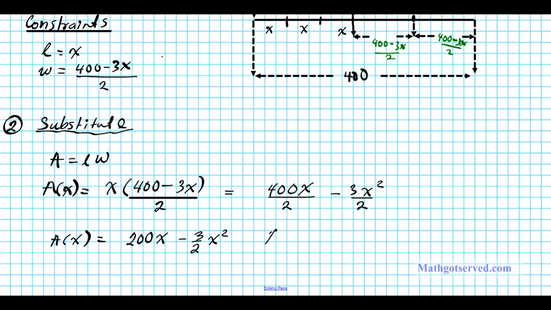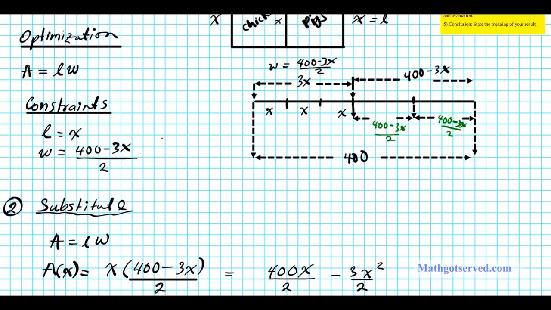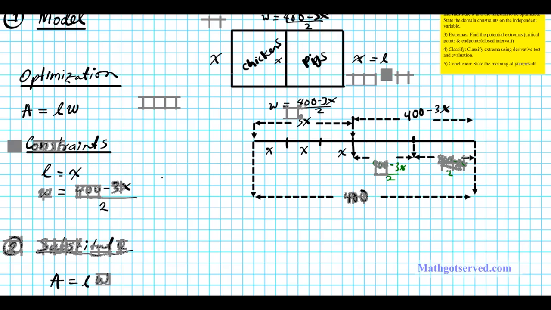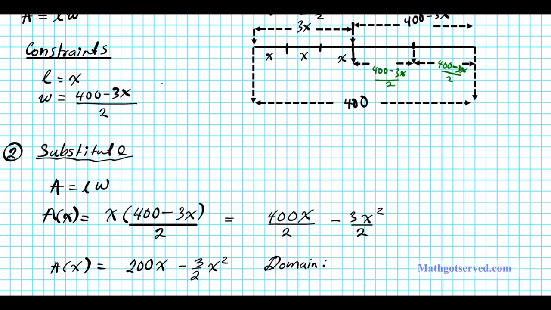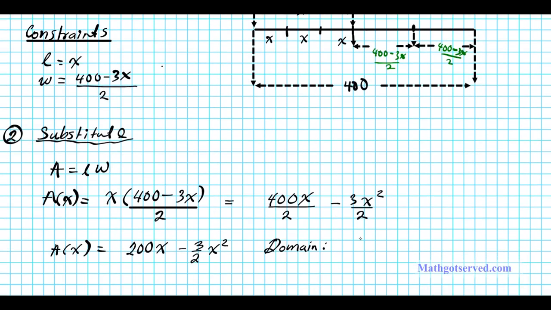Now we also have to state the domain. How small can x be in this situation? Well, x could be 0. In that case, we'll just have 200 and 200 for the north and south sides of the rectangular fence. So the lowest x could possibly be is 0, so 0 is less than or equal to x.